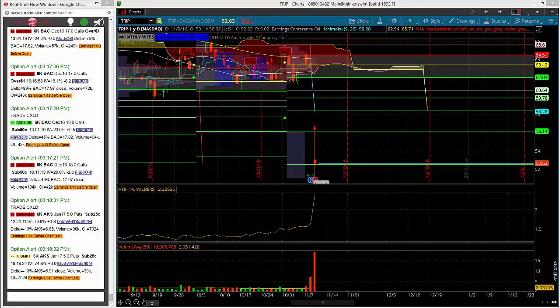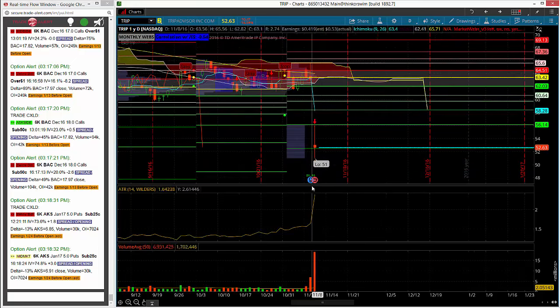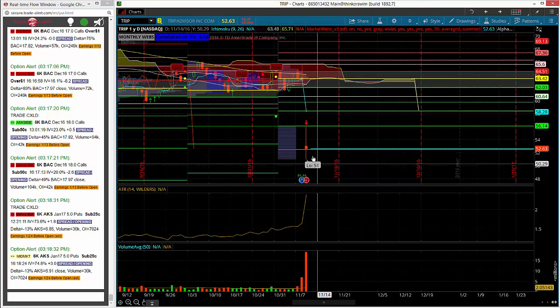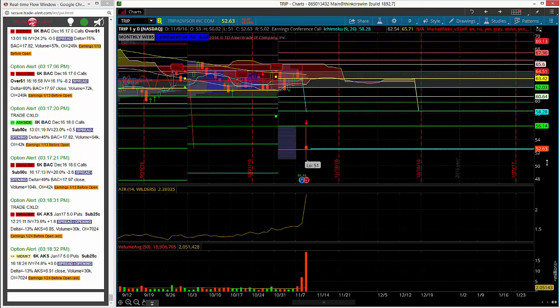The stock absolutely crushed. It closed yesterday's session north of $62 and traded as low as $51 today before bottoming out, closing about $1.63 higher from that level.